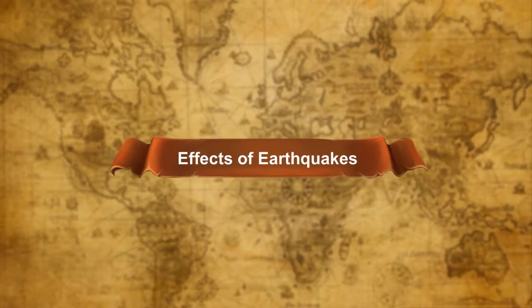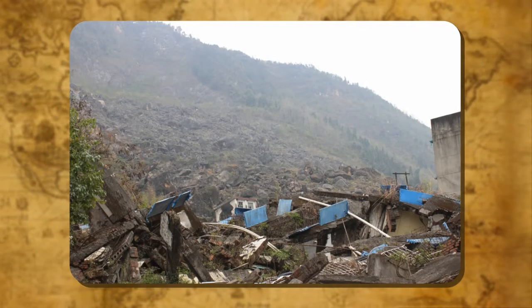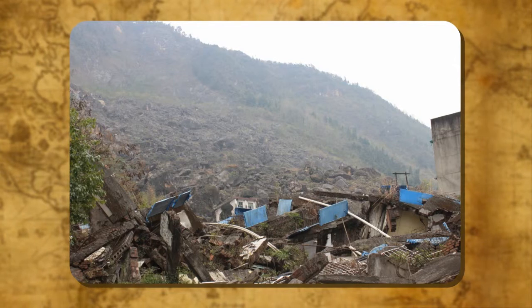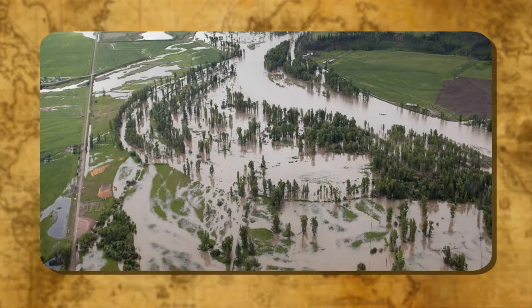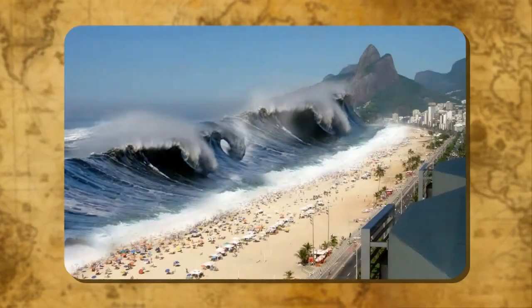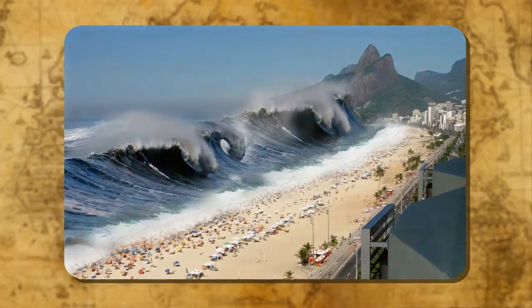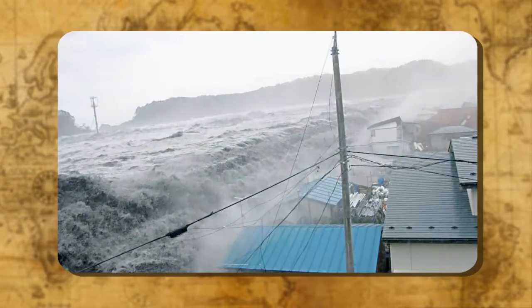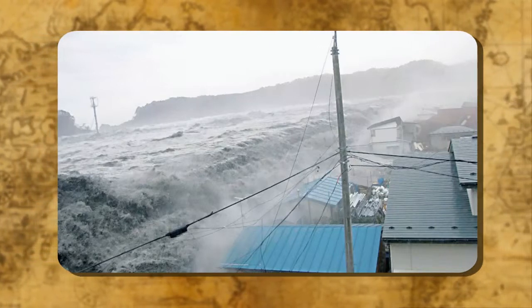Effects of earthquakes. When an earthquake is of high intensity, it causes great harmful effects. It may cause landslides in hilly areas, alter the course of a river flowing there, or may lead to floods in that region. Earthquakes taking place on the ocean floor may cause tsunami waves. These are very huge waves that can submerge islands and the coastal regions in the affected location.